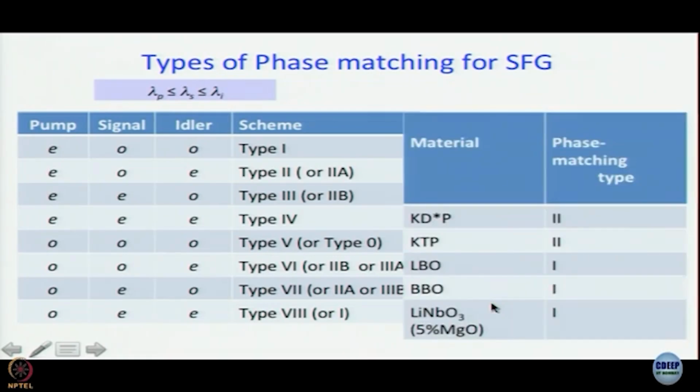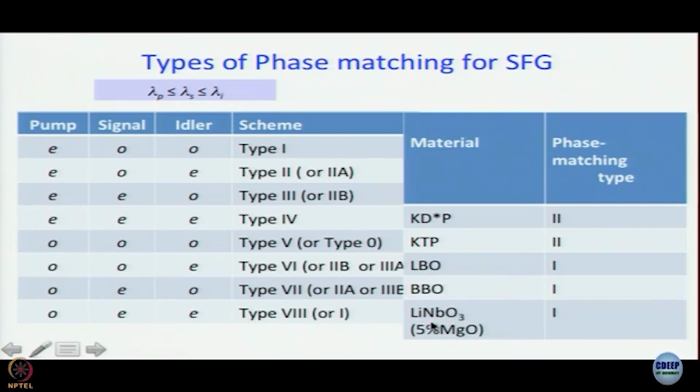And now, let me show you some examples. KD star P, what is that? What is KDP? What is KTP? Homework, I will not tell you, you have to find out. The only thing I will tell you is that star means it is deuterium instead of hydrogen. But please find out what is KDP, what is KTP, what is LBO, BBO perhaps you know, beta barium borate, but you should know what this means.